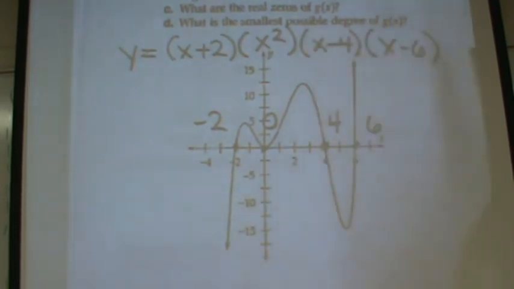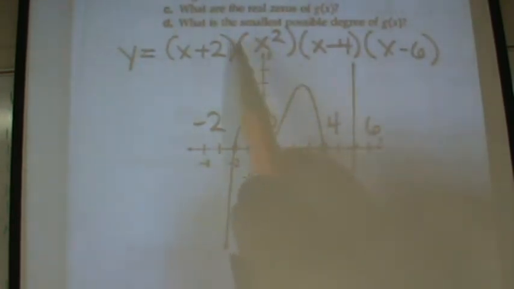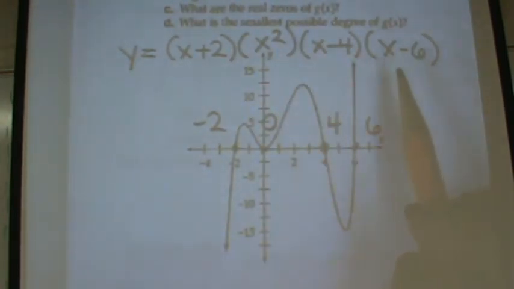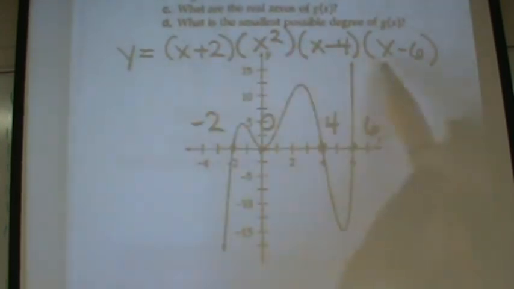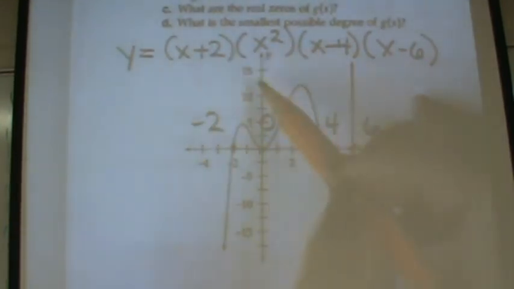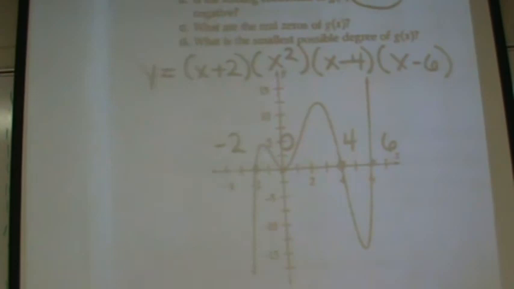Now answer D. What's the smallest possible degree that this could be? How did you get 5? You add these up. 2, 3, 4, 5. Does it make sense? Now, could it be anything else? Yeah, it could be a 7. And in that case, we would probably make one of these odd, like not a 1, but maybe a 3. You can make this a 4. But does this make sense? Yeah. Okay, try number 44.